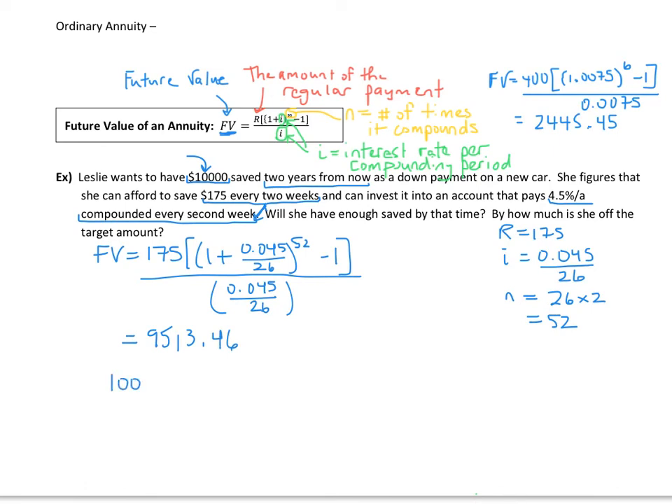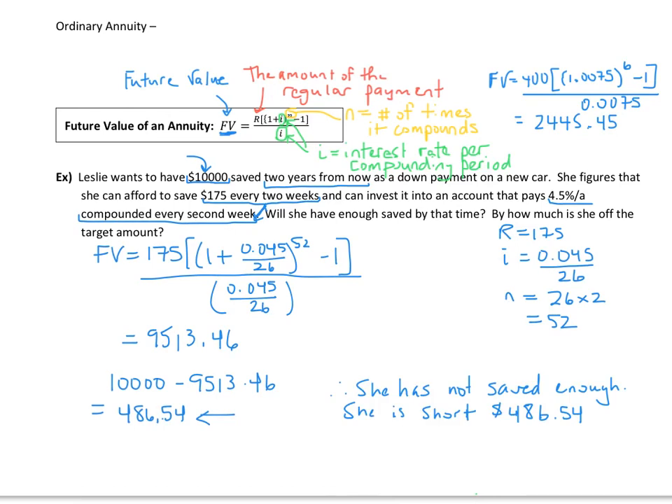To get how much she's short by, we'll just subtract that amount from the $10,000 goal. So she's short by $486.54. Will she have enough saved by that time? Nope, she's off by this much here. So she'll have to save a little bit longer to make her goal of $10,000.